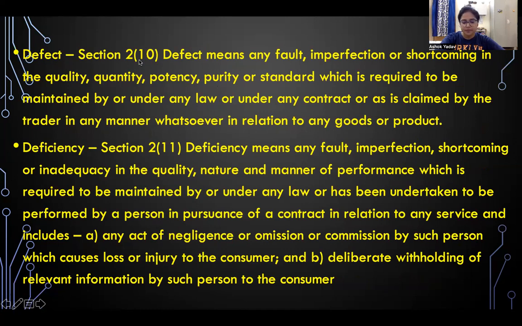Section 2 clause 10 defines defect, and it says defect means any fault, imperfection, or shortcoming in the quality, quantity, potency, purity, or standard which is required to be maintained by or under any law or under any contract, or as is claimed by the trader in any manner whatsoever in relation to any goods or product, right? So if any fault or imperfection or shortcoming is there in the quality, quantity, or purity or standard of the good, then it will be termed as a defect in the goods.